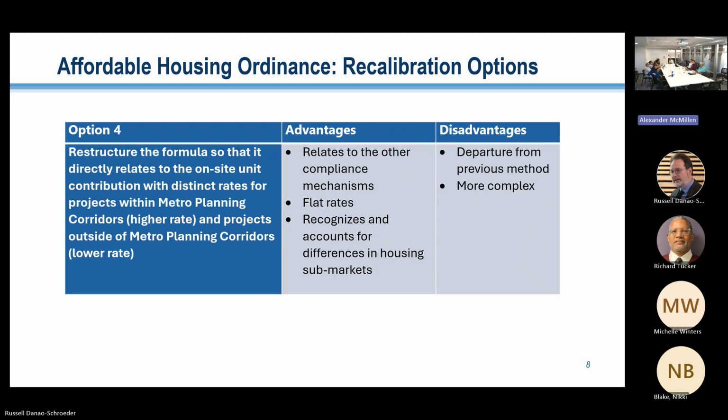So the advantages of option 4 would be that it relates to the other compliance mechanism for on-site units, that it has flat rates across the board, given that there's the 2 geographies, and it recognizes and accounts for differences in these main submarkets that we have, metro corridors and non-metro. The disadvantages would be, again, it's a departure from what we've done before, and it is slightly more complex. So there may be more advantages and disadvantages.